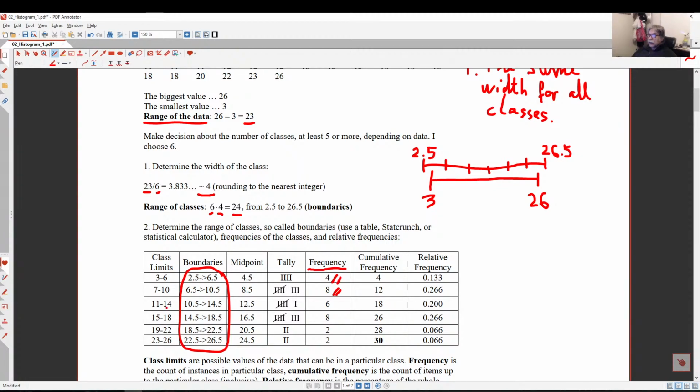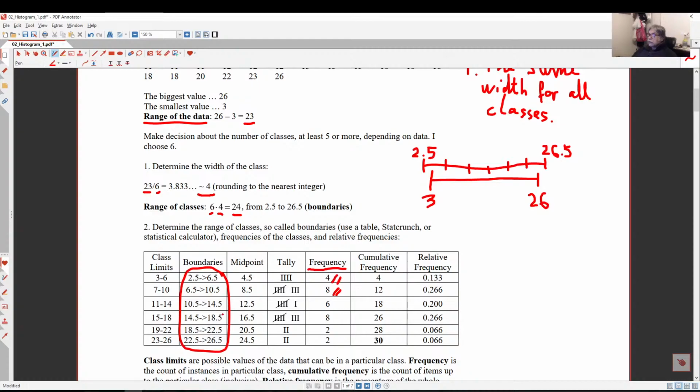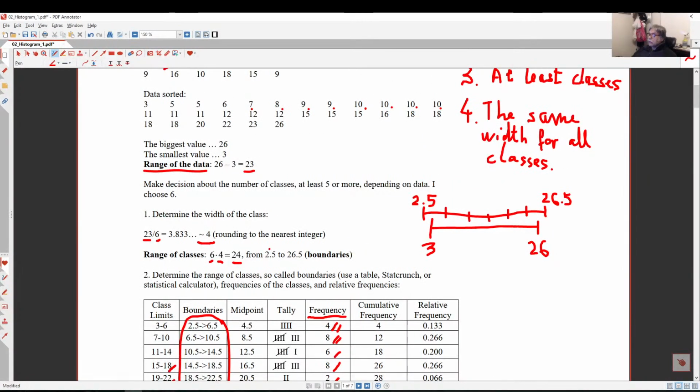And the following class limits are 11 to 14. There will be 6 items you could count. The next one from 15 to 18 will have 8 items. The next one from 19 to 22 will have 2. Let's count again. So the limits are 19 to 22. That would be 20 and 22. That's nothing else, only 2.